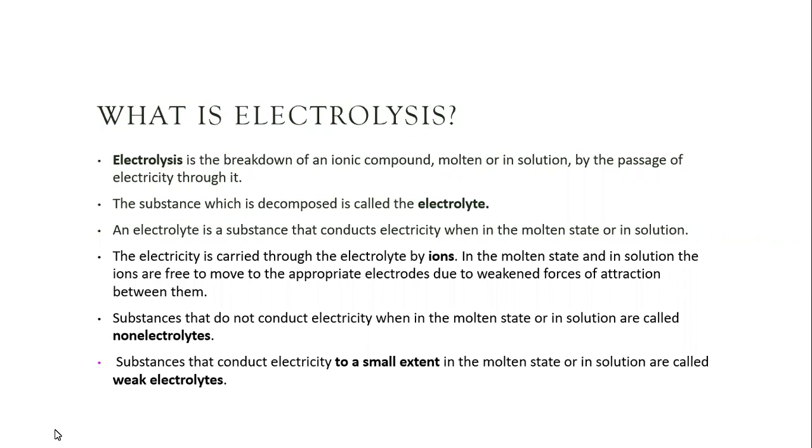Does that make sense? Okay, so based on the explanation, we can have the definition of electrolysis: electrolysis is the breakdown of an ionic compound, which is either molten or in solution, by passing electricity through it. So by using electricity, you're breaking down an ionic compound, and the state has to be molten or liquid.